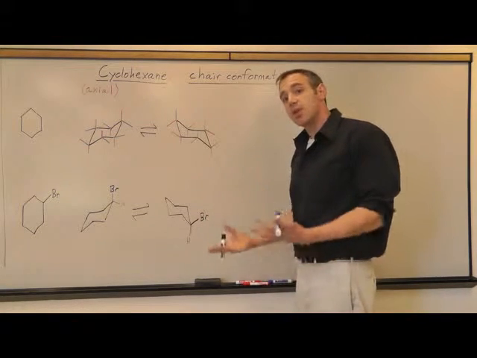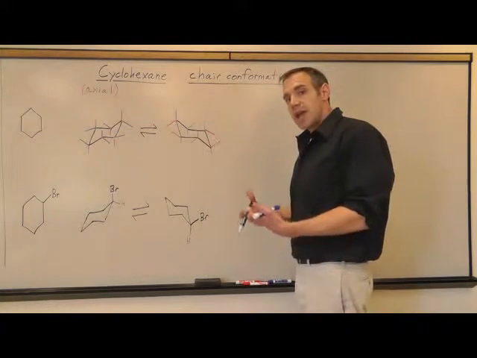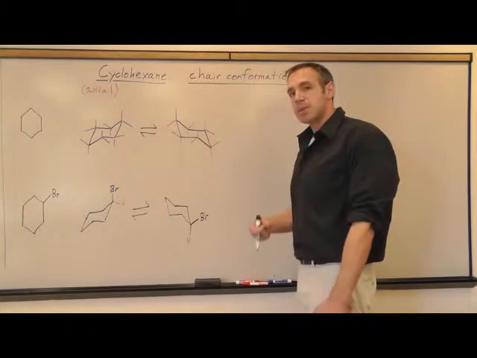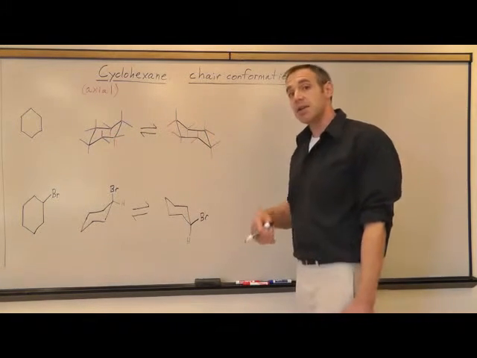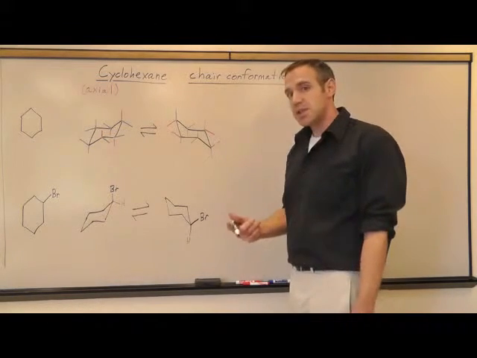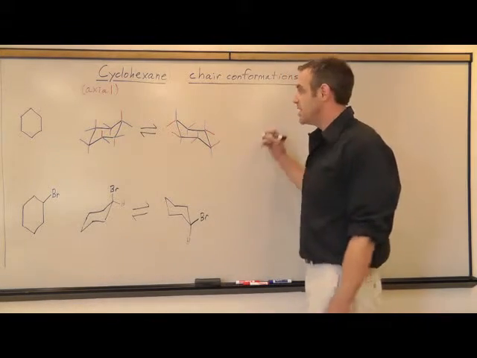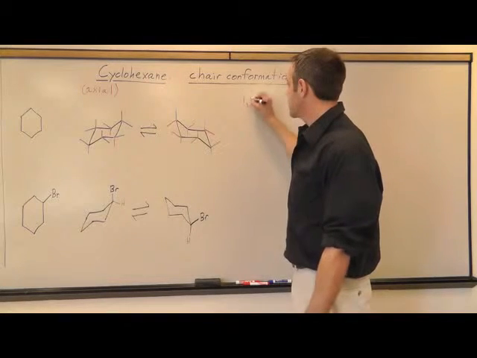Which one's more stable? Well, a larger atom or group will always prefer to be equatorial or oriented away from the body of the cyclohexane. The reason for that are 1,3 diaxial interactions.